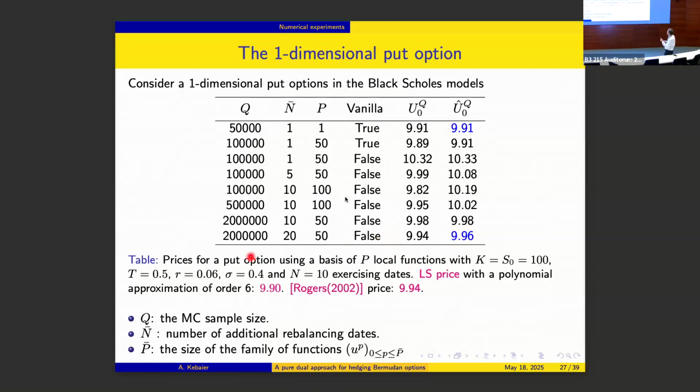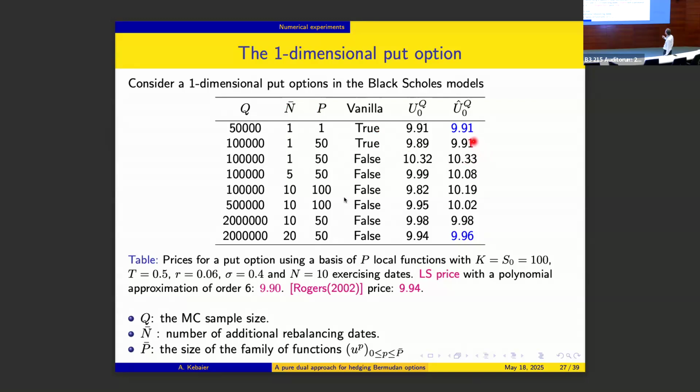Of course, if we allow ourselves to refine and add more. When I say vanilla is true, it means that I'm including European option prices. When it is false, I'm just taking into account the discounted asset price in my portfolio, without adding other derivatives. This is what it means. We noticed that when vanilla is true, this is better.